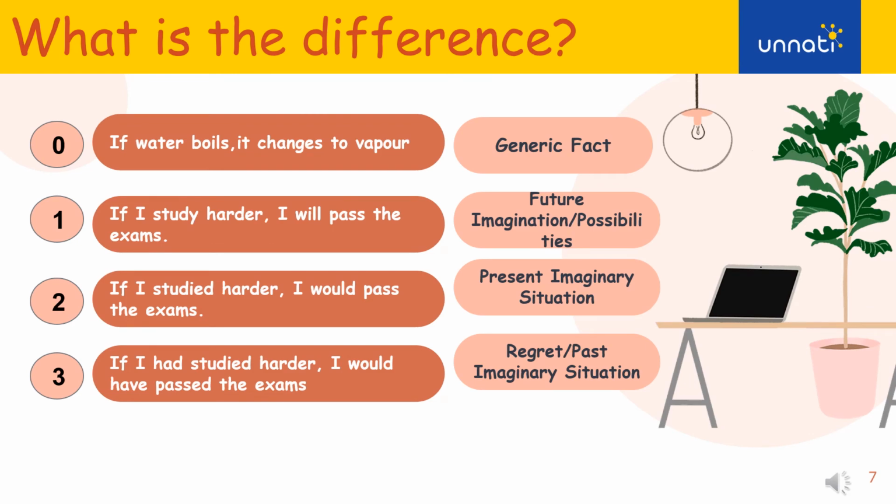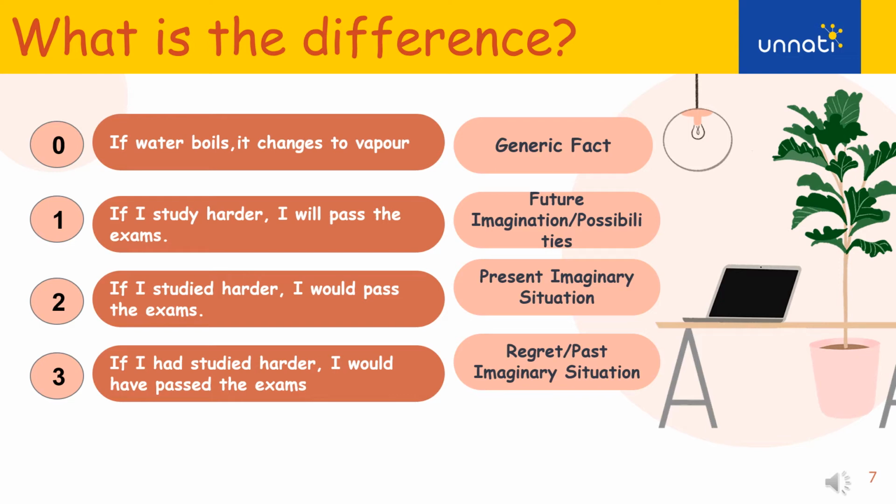Whoa, so we've done a great job. We have come to the end of learning all kinds of conditionals. We have spoken about zero conditional, first conditional, second as well as third conditionals. So quickly here we are going to look at what is exactly the difference between zero, first, second and third conditional. So in a zero conditional, generic facts are stated or scientific facts are stated. For example, if water boils, it changes to vapor.